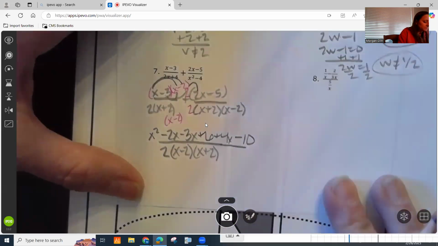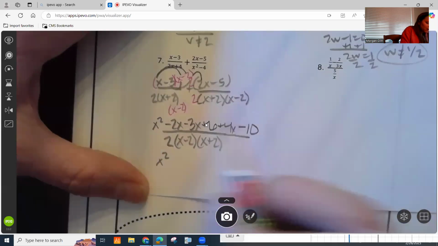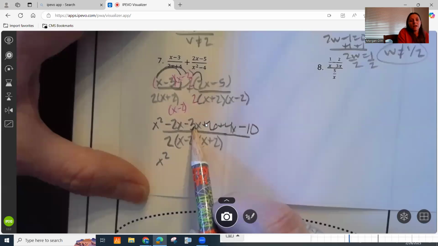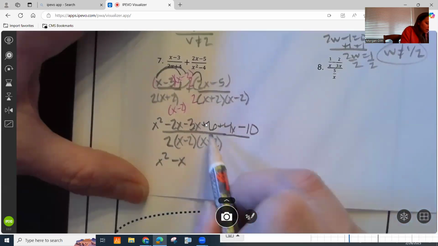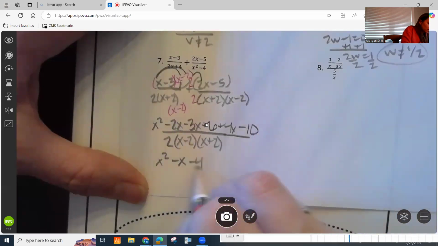Sorry. Add your like terms. So that's my only x squared. Negative 2x and negative 3x makes negative 5x. And negative 5x plus 4x makes a negative x. And then here, 6 and negative 10 make negative 4.